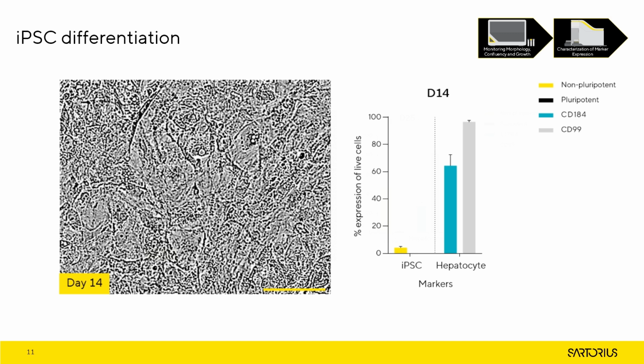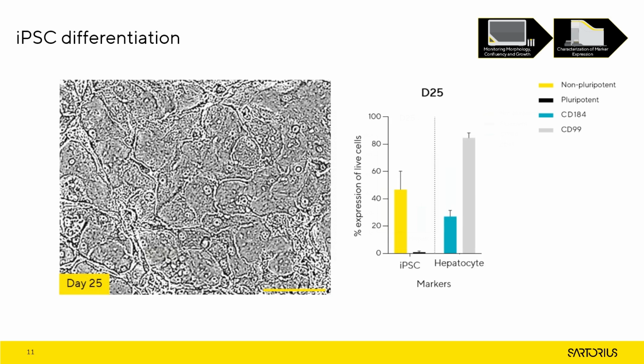Images from day 14, early mature hepatocytes, show cells with a high level of confluency, making discernment of individual structures difficult. However, it is clear that there are morphological differences compared to the previous time point, and of course the iPSCs. Marker expression profile is similar to the previous time point, day 8, with high levels of CD99 expression, around 97%, and around 60% CD184 expression. iPSC markers are low or not detectable.